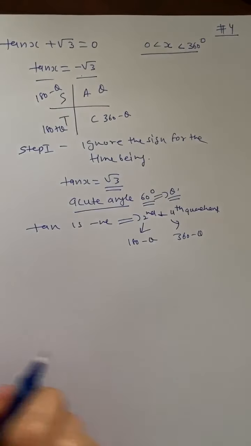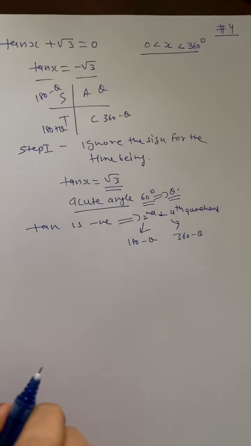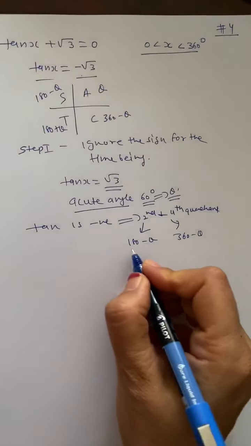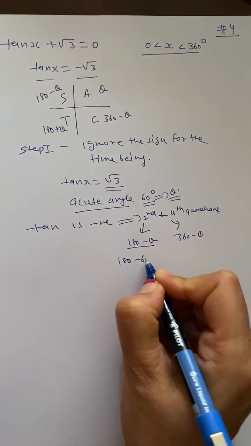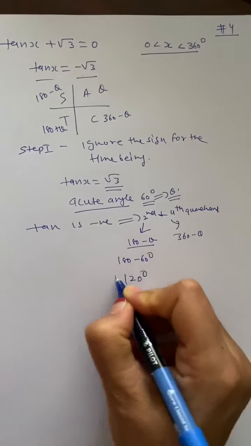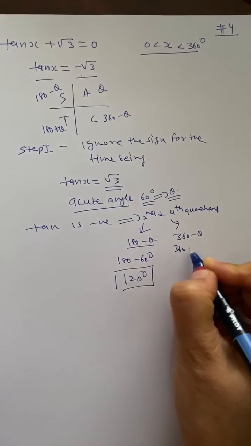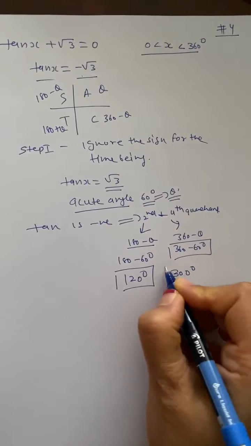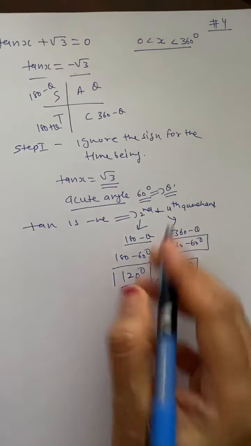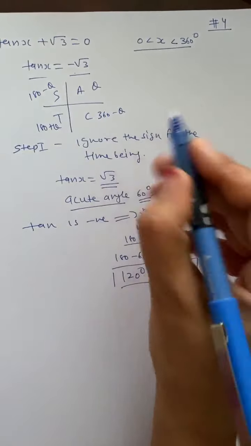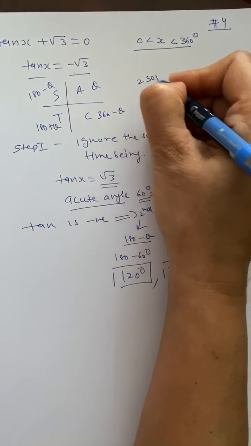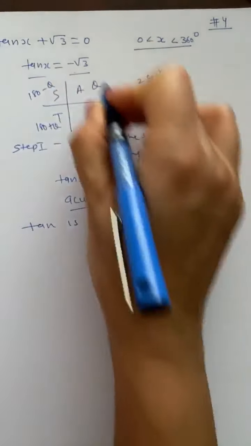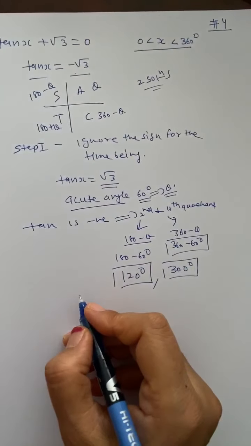So the answer is not going to be 60, because tan is positive in the first quadrant. So that's going to be wrong. So 180 minus theta, 180 minus 60, is equal to 120. And then 360 minus 60 is going to be equal to 300 degrees. So those are your answers in the domain 0 to 360, which means 2 solutions. So tan is negative once out of one complete revolution, it will be negative twice.